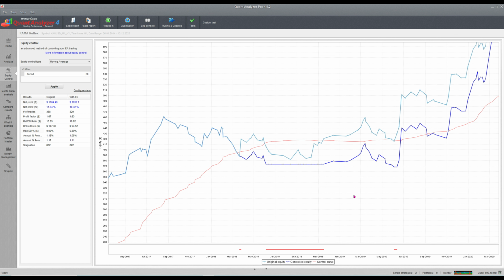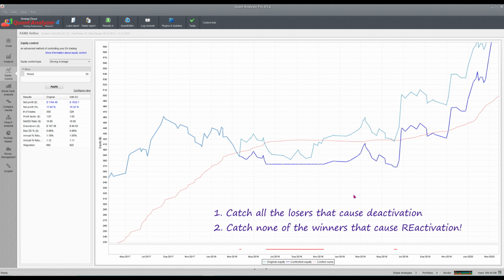This discrepancy causes a divergence between the original and modified equity curves, which is slightly reduced when the strategy suffers another losing streak here. But yet again, the original strategy manages to recover with numerous winning trades, which the modified curve does not catch, widening the disparity again. In this way, with equity curve trading, you will catch all the losing trades that cause strategy deactivation, but catch none of the winning trades that cause reactivation. The moving average control curve, or whatever method you use, is usually always one step behind.